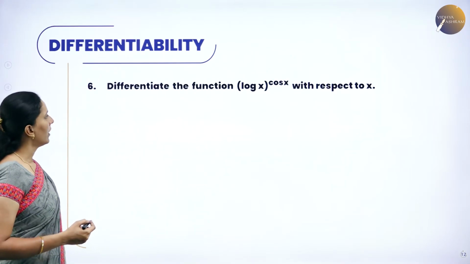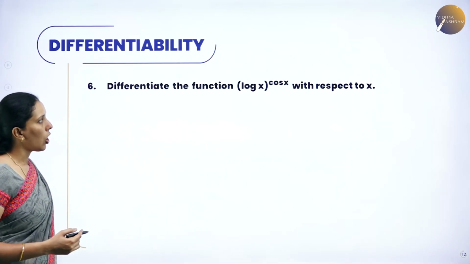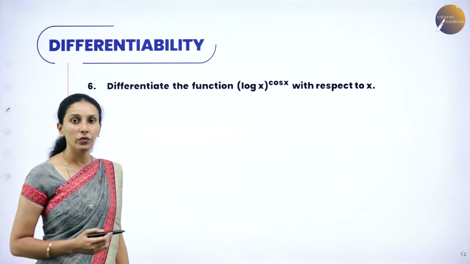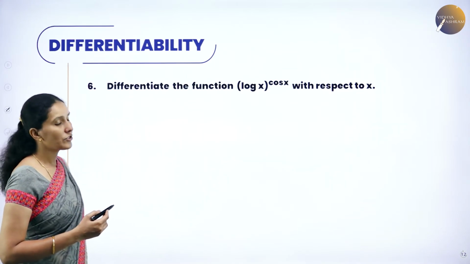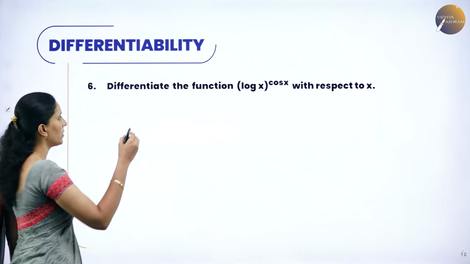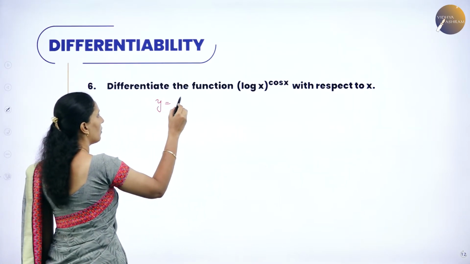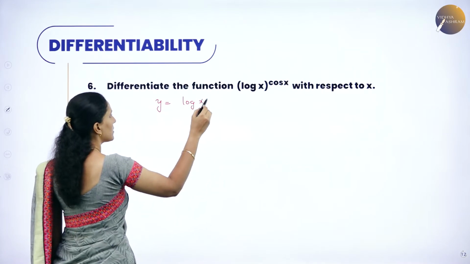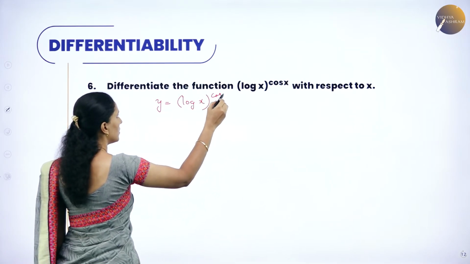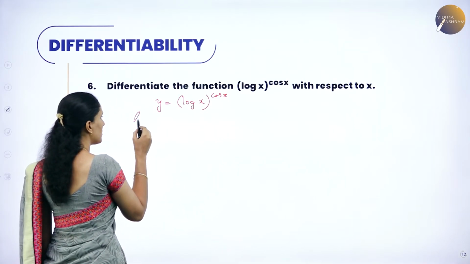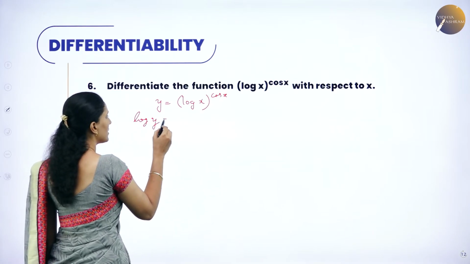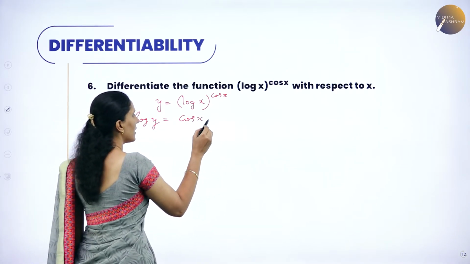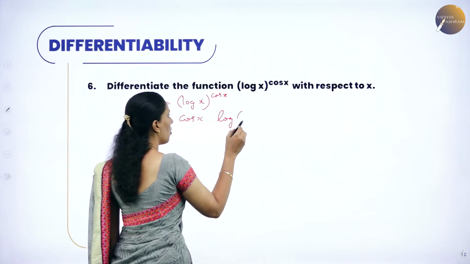Next question, differentiate the function (log x) to the power cos x with respect to x, two functions in the exponential form. So let me take y is equal to (log x) to the power cos x. So apply log on both sides. Log y is equal to cos x into log of log x.